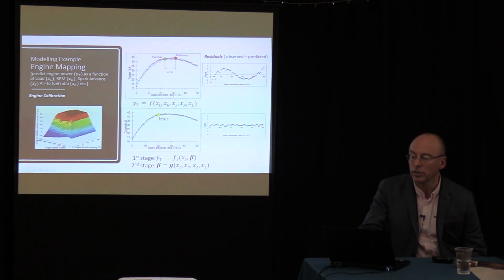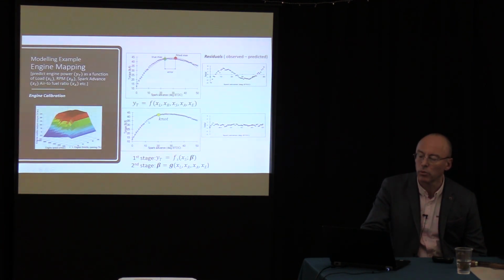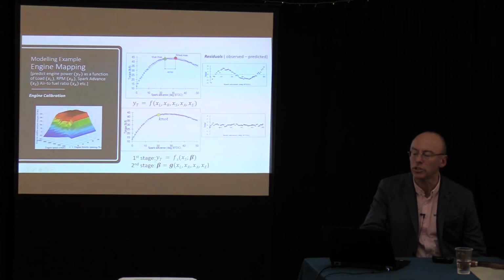The key point here is, have we got patterns in the residuals? And if we haven't, then we might go with that model. Where we developed this work was we can now split this modeling into two stages. What we first of all do is we measure torque as a function of the spark advance, and we fit some regression coefficients to this curve.